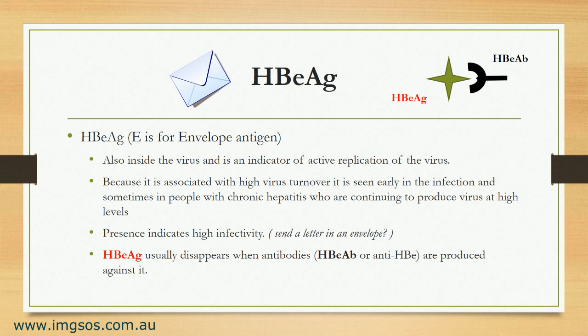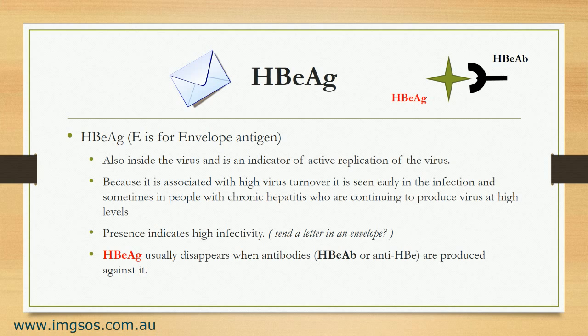Now this is also inside the virus, but it's an indicator of active replication of the virus when there's high virus turnover early in infection, and in some people who have chronic active hepatitis, you see lots and lots of viral turnover, lots of cells being replicated and destroyed, lots of viruses being replicated and destroyed. And because of that, you'll see lots of envelope antigen being spilled and being seen by the immune system. The presence of envelope antigen indicates high infectivity.